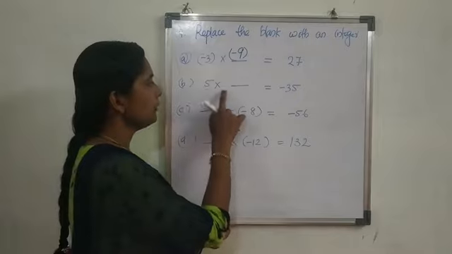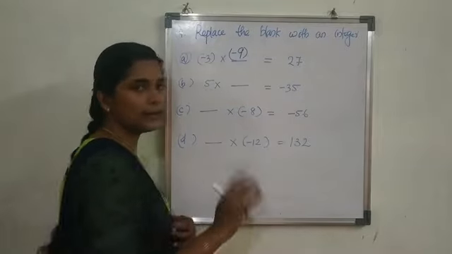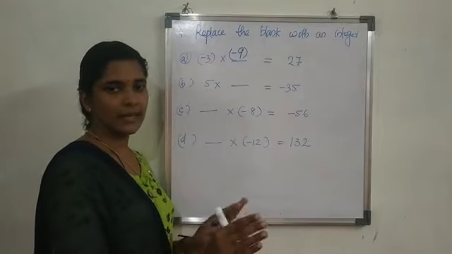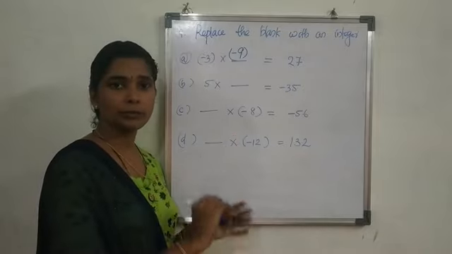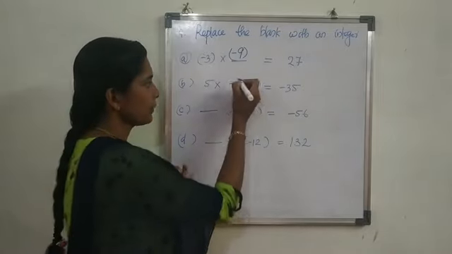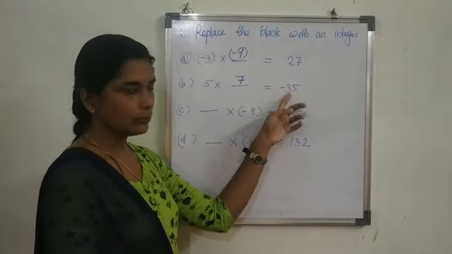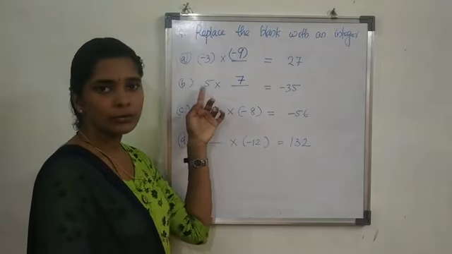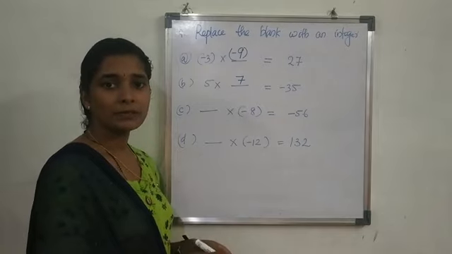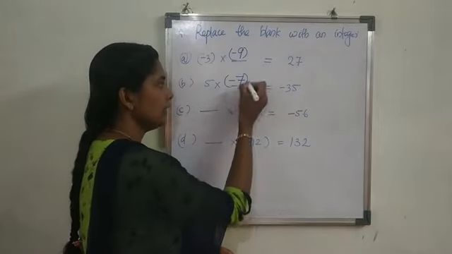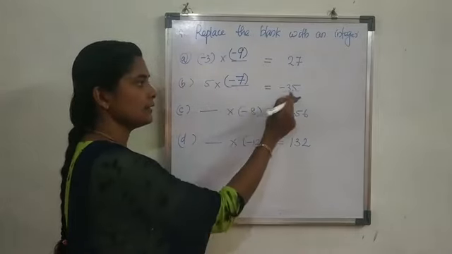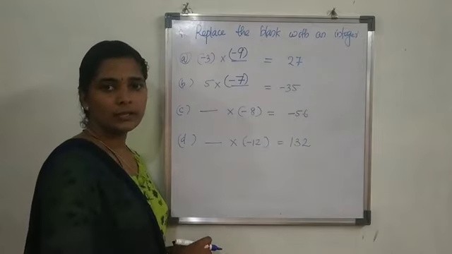Okay. Next, 5 into dash is equal to minus 35. First, you just leave the sign. Then 5 into dash is 35, 5 into 7. Okay, 5 into 7 is 35. Then the answer is negative. Here the 5 is positive. Then which one is negative? This 7 must be negative. Then only the answer is negative. One integer is negative. Therefore, the answer is negative 35.